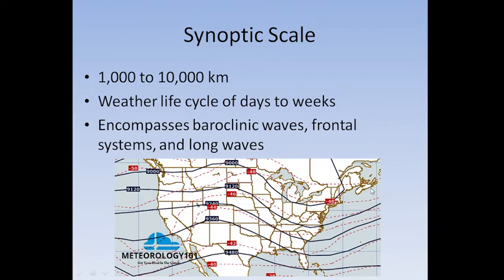So a long wave would be maybe a little bit longer than this, but yeah, half the United States. You could almost call that a long wave. Typically with long waves, you look at the jet stream and where that trough is in the jet or the ridge is in the jet, that's your long waves. So that's 1,000 to 10,000 kilometers, pretty much across the United States.